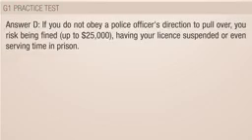Answer D. If you do not obey a police officer's direction to pull over, you risk being fined up to $25,000, having your license suspended or even serving time in prison.